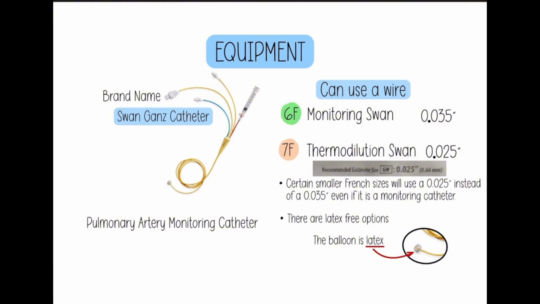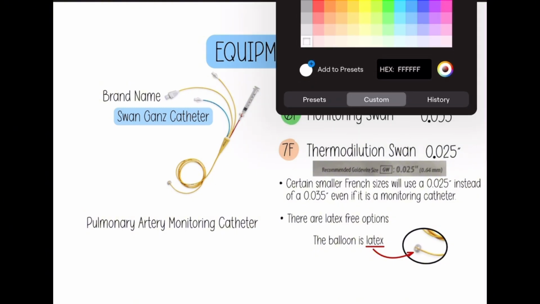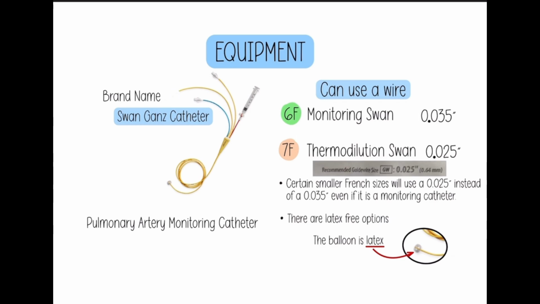The monitoring Swan has 2. So let's just edit this one for a second. This catheter, if you got rid of this and this, that makes it a monitoring Swan. So the monitoring Swan has 2 ports, the distal port and then the balloon port, the red one. It can accommodate an .035 wire, so your normal J wire that you're used to for a left heart cath, because there are not as many ports, right? So the lumen can be a little larger in the one that accommodates the wire.